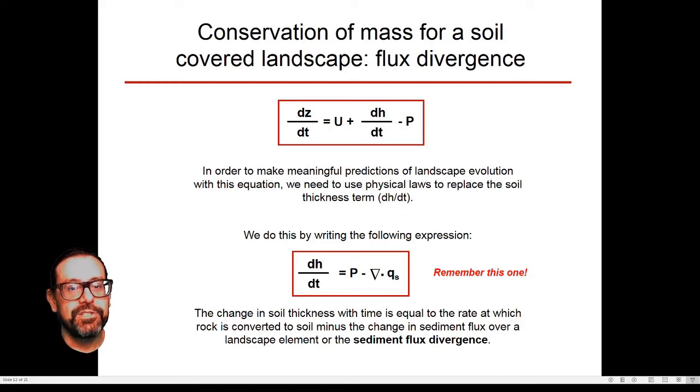And we say that the change in the soil thickness with respect to time is equal to the soil production rate, that is the rate at which material is weathering, minus something called the sediment flux divergence. Now that concept of sediment flux divergence is really, really simple, but it might look a little complicated because the way I've written it here in this slide is as del dot QS. And that del dot QS, what it represents is the change in sediment flux across the landscape in 3 dimensions.